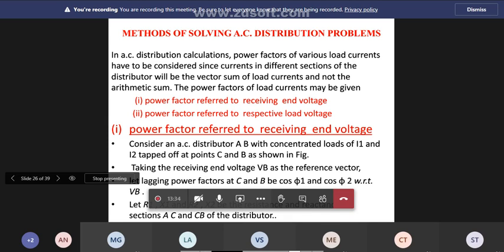To calculate the different consumers' voltage drops, two methods are available: power factor referred to receiving end voltage, and power factor referred to respective load voltages. Receiving end voltage is nothing but consumer voltage. Depending upon the consumer voltage, we have to calculate the voltage drop. And power factor referred to respective load voltage is nothing but total load voltage. We have to calculate according to the total load voltage.